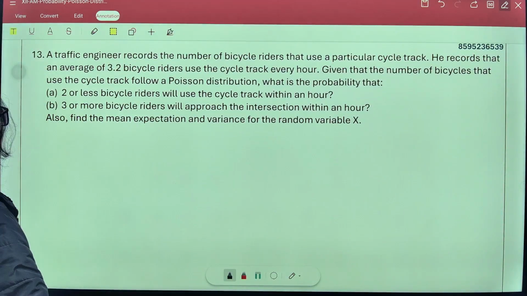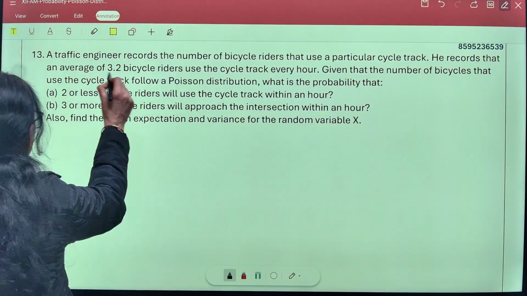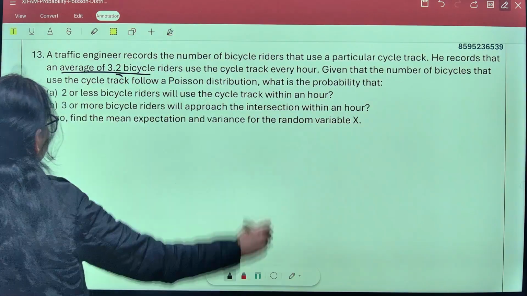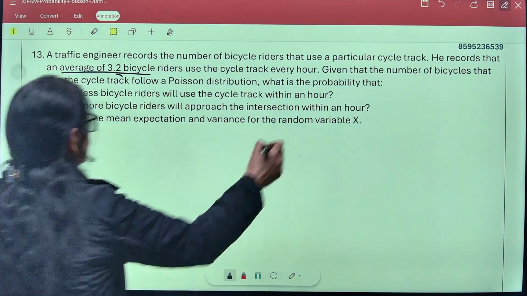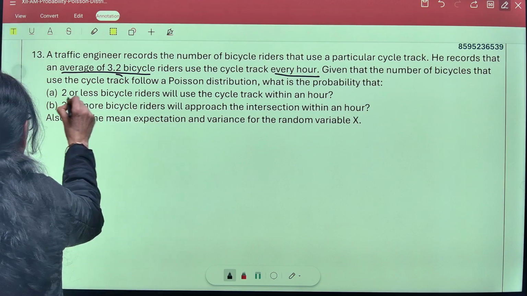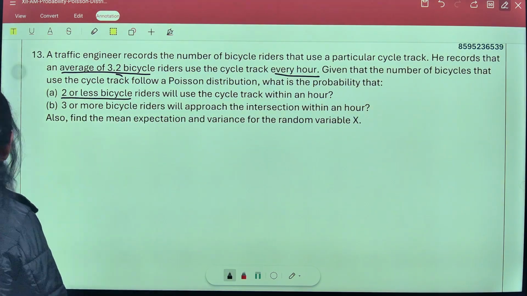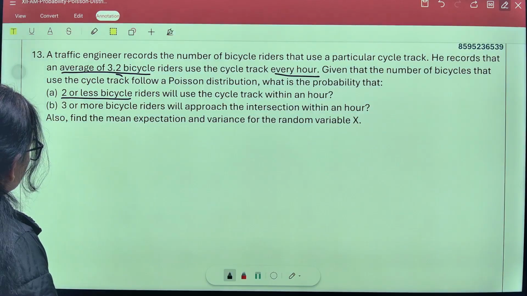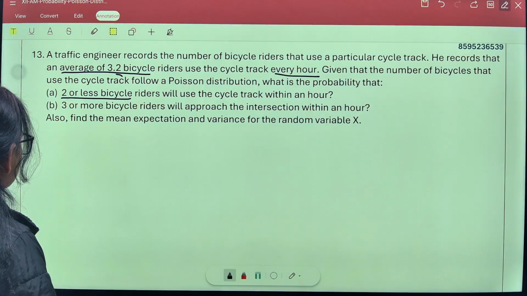A traffic engineer records the number of bicycle riders that use a particular cycle track. He records that on average 3.2 riders use the track every hour. So it is every hour. Given that the number of bicycles that use the cycle track follows a Poisson distribution, what is the probability that 2 or less bicycle riders will use the track within an hour?